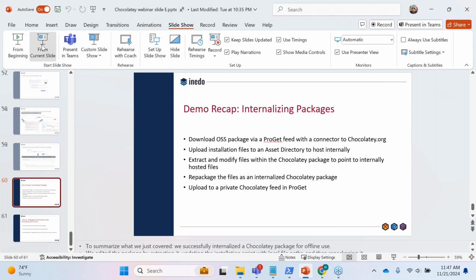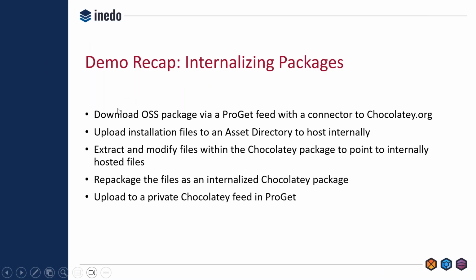So just to kind of really quickly recap our demo. Soup to nuts, what did we do? We downloaded an OSS package via a ProGet feed with a connector to chocolatey.org. We uploaded installation files to an asset directory to host internally. We extracted and modified files within the Chocolatey package to point to internally hosted files. We repackaged the files as an internalized Chocolatey package, and then we uploaded to a private Chocolatey feed in ProGet. So that is the end of the demonstration with regard to privatizing and internalizing Chocolatey packages.